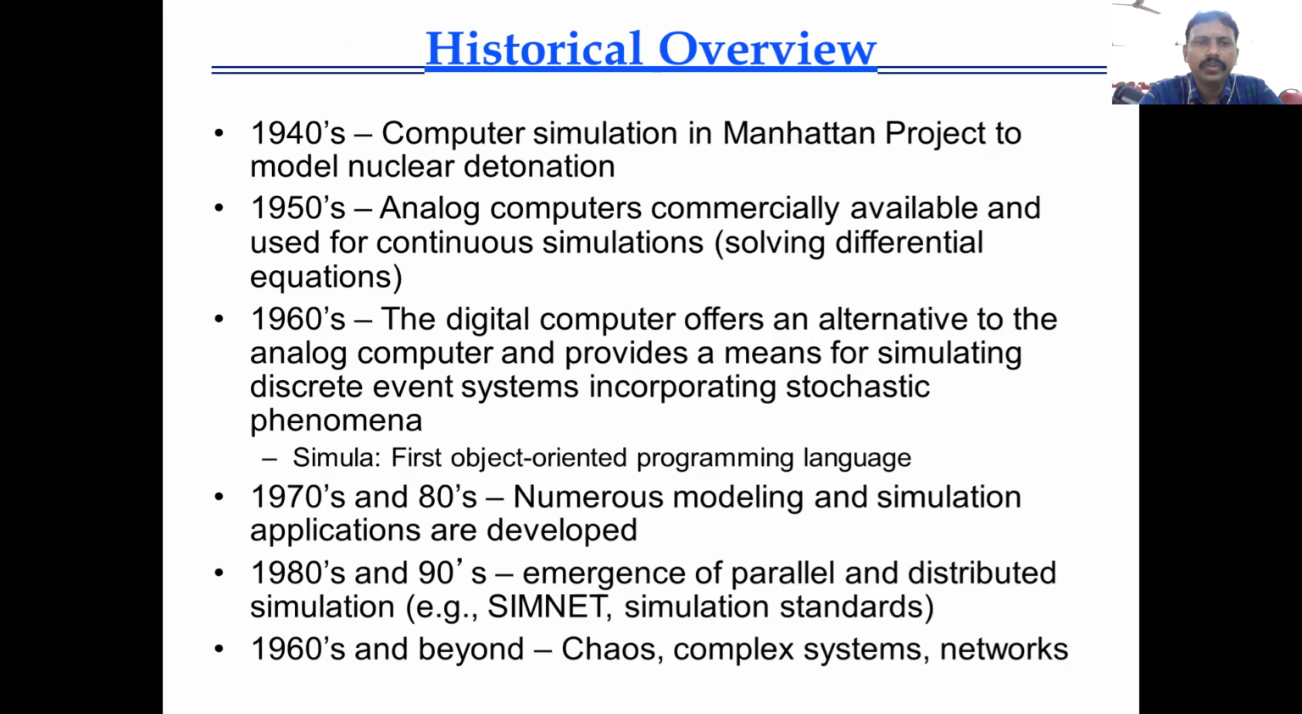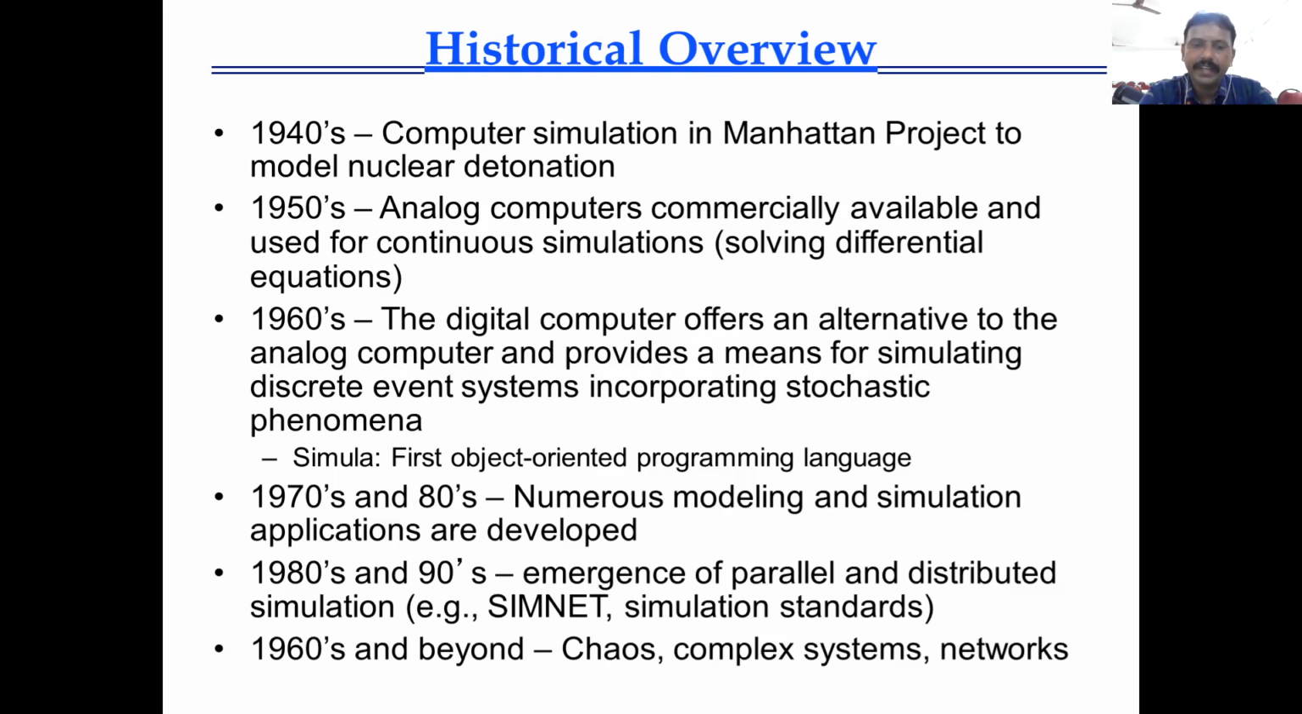Now a historical overview. In the 1940s, computer simulation began with the Monte Carlo project modeling nuclear detonation. That was the first simulation. In the 1950s, analog computers became commercially available for continuous simulation, solving different equations and problems. In the 1960s, the digital computer was offered as an alternative to the analog computer, providing a means of simulating discrete event systems, corresponding to stochastic phenomena. In the 1960s, the first object-oriented programming language for simulation models also came.